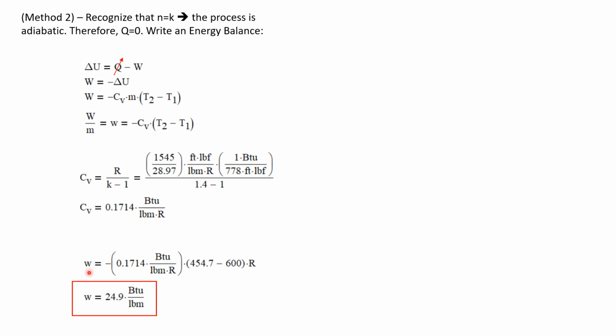Now we can calculate the work. It's simply minus C sub V times delta T, where T2 is 454.7 and T1 is 600 degrees R. And I calculate that the work is 24.9 BTUs per pound mass.